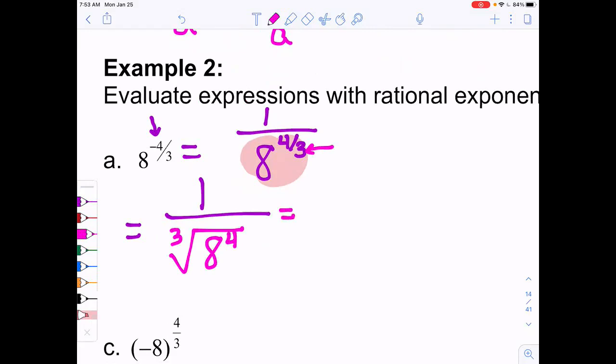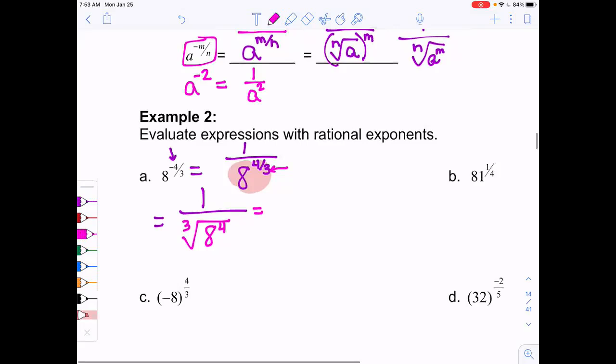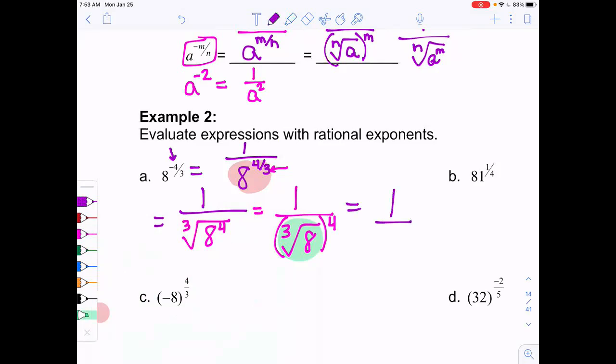I'm going to rewrite this one more time, keeping the 8, but pulling the 4 outside. And the reason I did that was because I want to take the cube root of 8. Our goal is to simplify. Simplify means to break down. So Riley, what is the cube root of 8? 2. So this becomes 2.